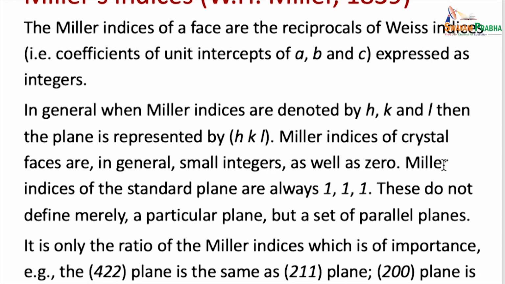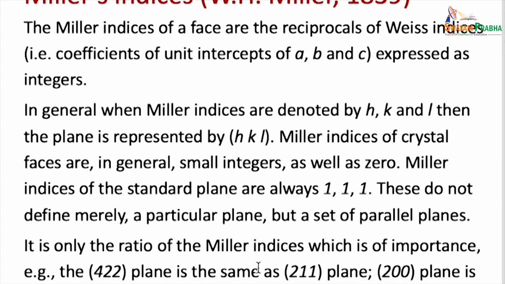Please understand they are a shorthand notation used to describe certain crystallographic directions and planes in a material. You can use square brackets, or a less-than sign and a greater-than sign to enclose the numbers, or a small bracket, a parenthesis, to enclose the number. These do not define merely a particular plane, but a set of parallel planes.